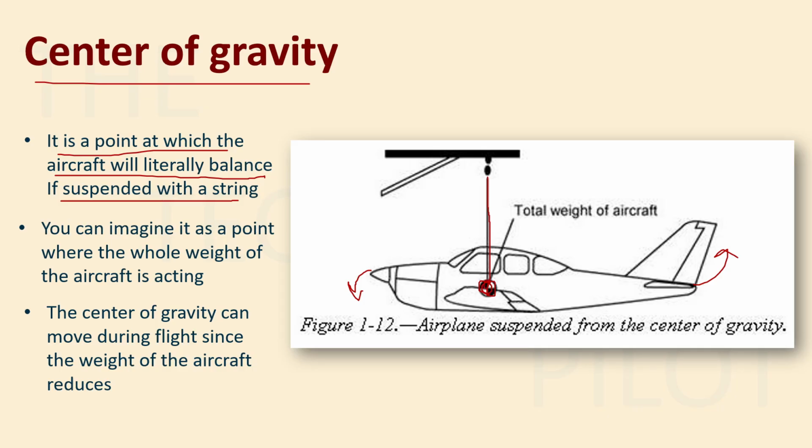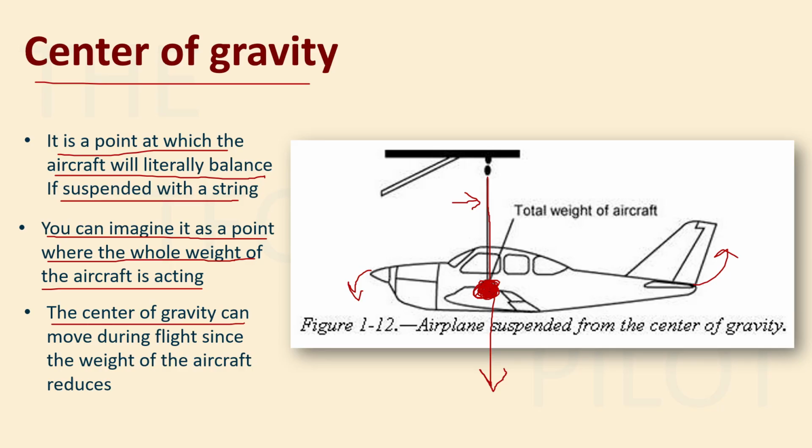So this particular point at which my aircraft is balancing when I have suspended it with a string is known as your center of gravity. You can also imagine it as a point where the whole weight of the aircraft is acting. So you can imagine the whole weight of the aircraft is acting at this particular point, right?